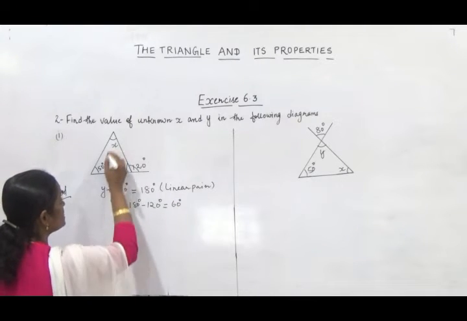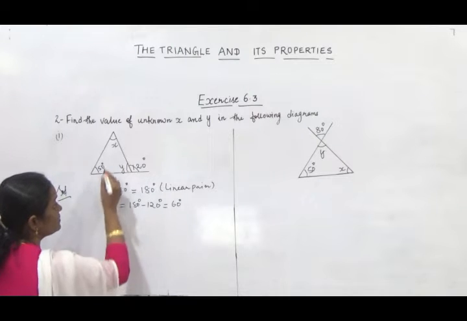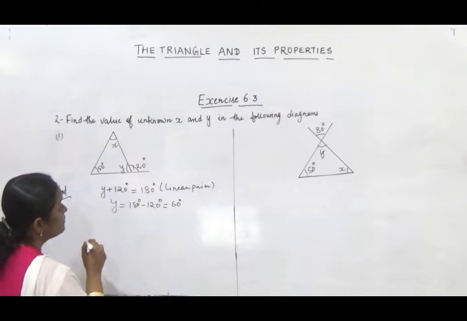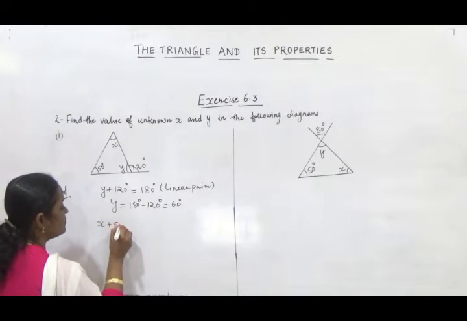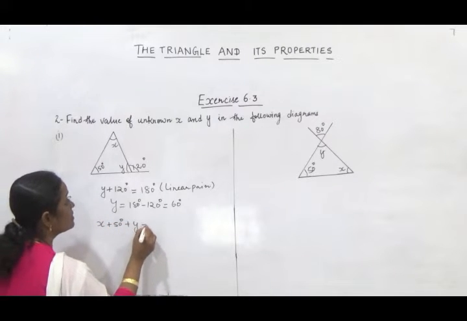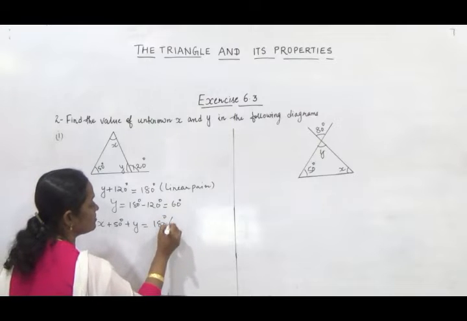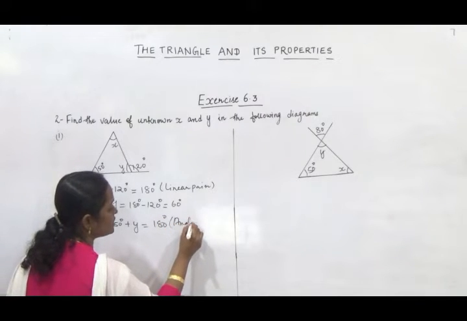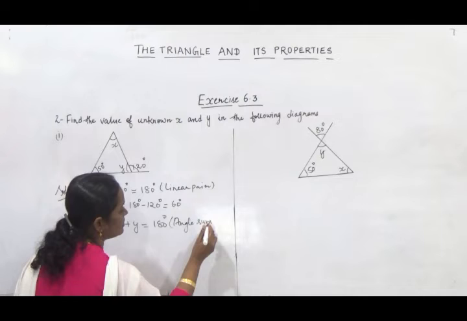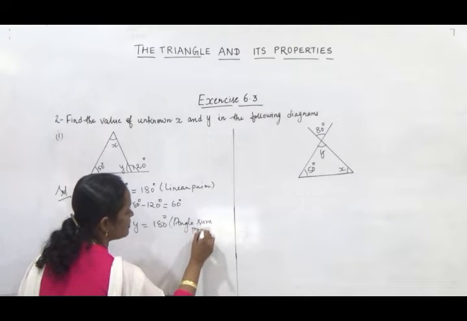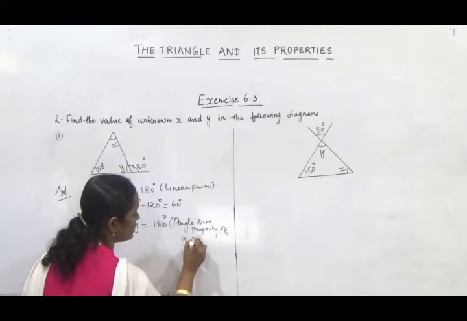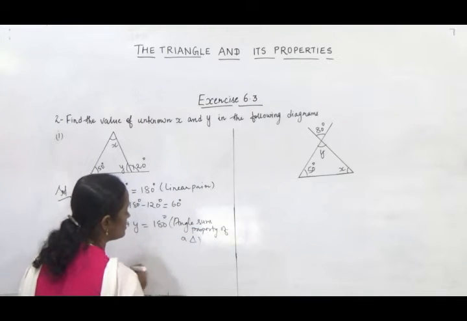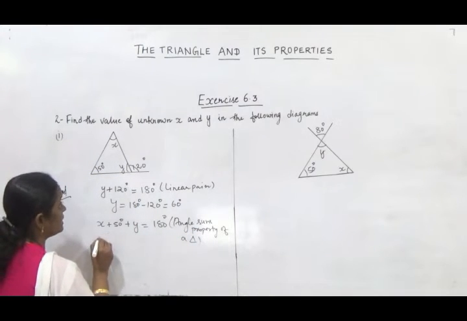Now in this triangle, the sum of the measures of these three angles will be equal to 180 degrees. That is, x plus 50 degrees plus y is equal to 180 degrees by the angle sum property of a triangle. So here x we don't know.